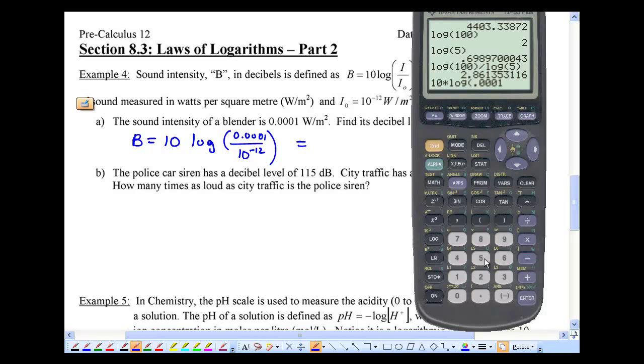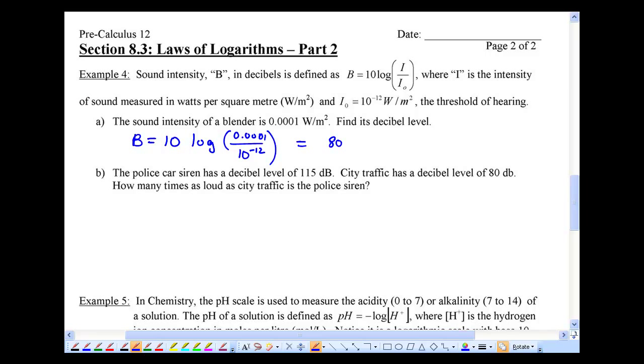0.0001. Divide that by 10 to the power of negative 12. We'll close the bracket. Press enter. There we go. 80. So, there's our answer. 80 decibels. So, the units for decibels are dB.